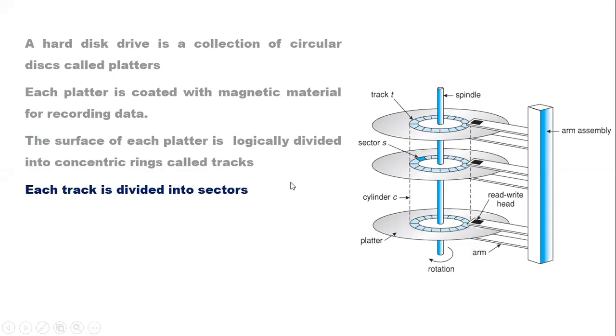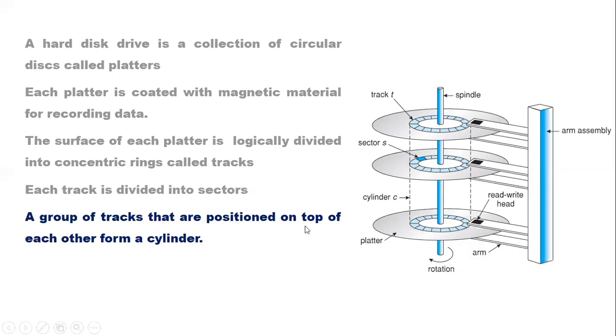Each track is divided into sectors. So each track is again subdivided into sectors. So each one is a sector. A group of tracks that are positioned on top of each other form a cylinder. So this track is below this track. So this one is below this one, like that. The group of all these tracks form one particular cylinder.